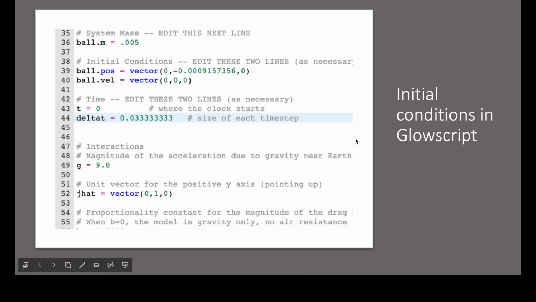And here are my initial conditions in GlowScript. So the object mass is 0.005 grams. The initial position was found in GlowScript to be this number. And the intervals were also found in GlowScript to be 0.033, so it increases by 0.033 seconds per frame in the GlowScript. G is the acceleration of gravity, that's 9.8, and j hat is the unit vector.